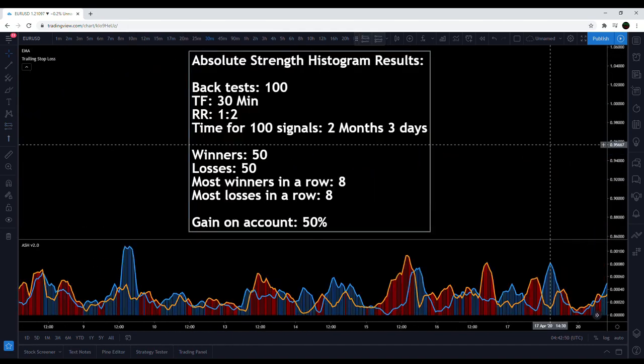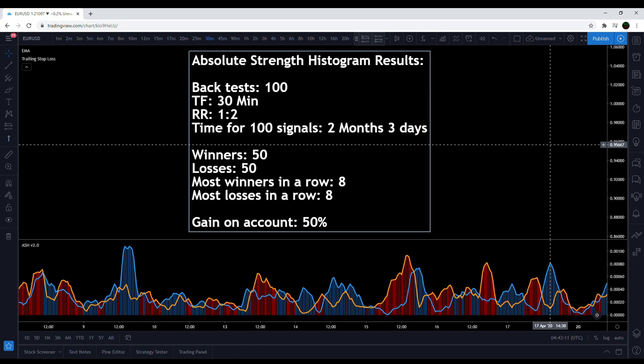All right, the results are in after 100 back tests with the absolute strength histogram using a super simple strategy, and the results were extremely good. So on the 30-minute time frame using a 1-to-2 risk-reward ratio, it only took 2 months and 3 days to find the 100 signals, and there were 50 winners and 50 losses, giving it a 50% win rate.